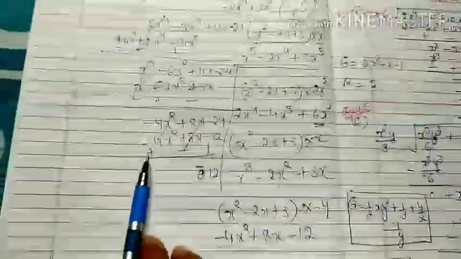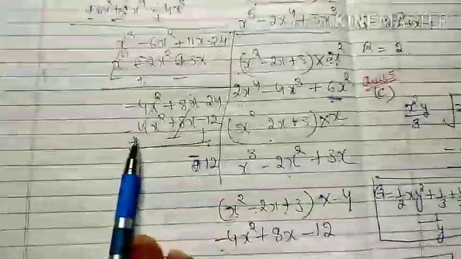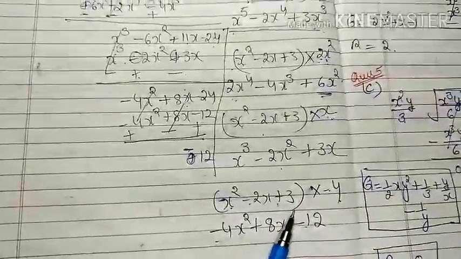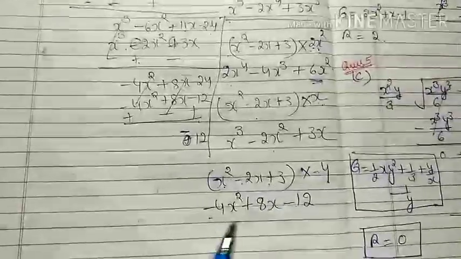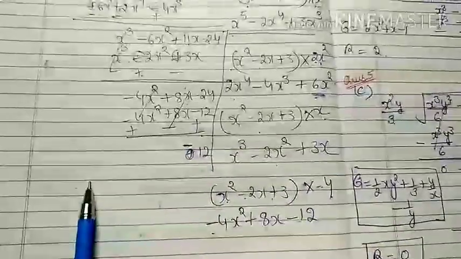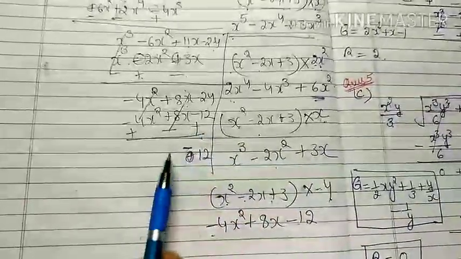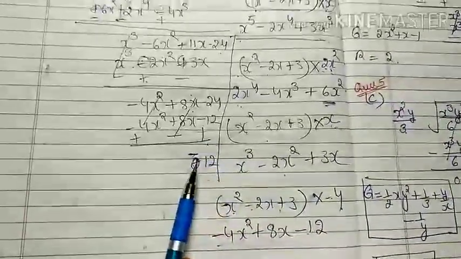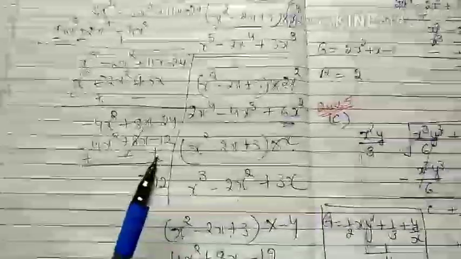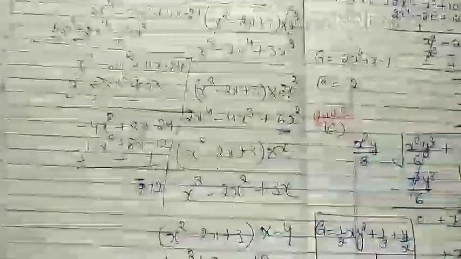Now my next target is to remove minus 4x square. So I have the divisor x square minus 2x plus 3. So I multiply by minus 4, that easily gives me minus 4x square plus 8x minus 12. When I place it here, minus 24 plus 12 gives me minus 12 as the remainder. So here I write my quotient is this and remainder is this one, that you have to write in your question number 5. You have to write the quotient as well as your remainder.